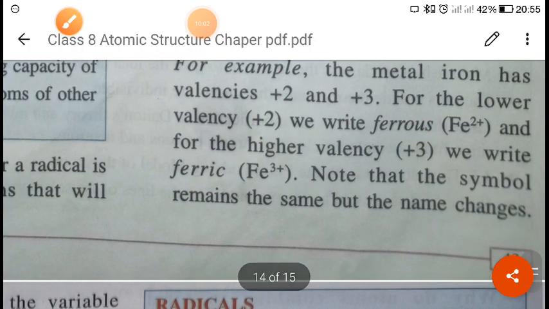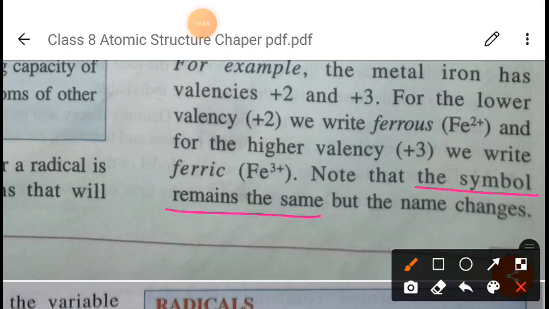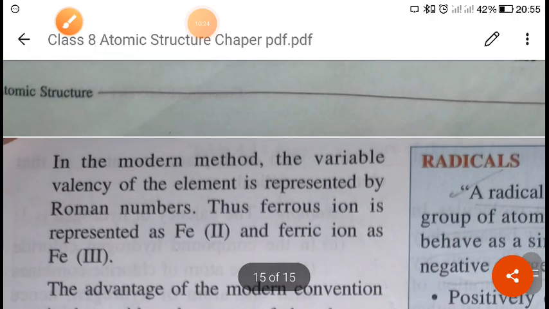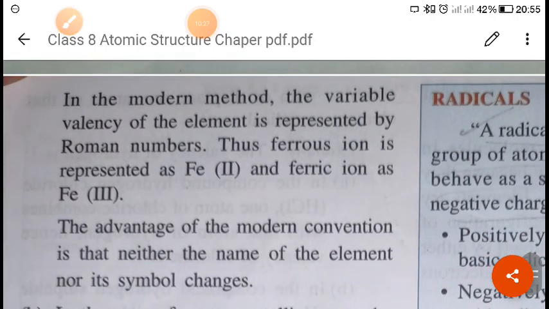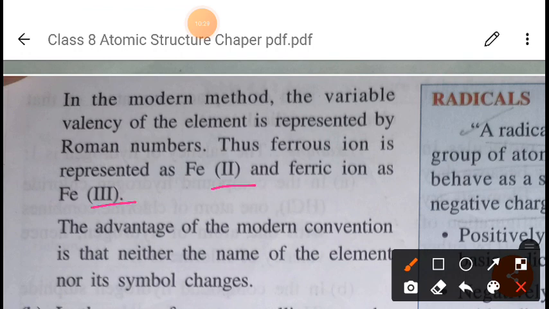Here always remember that the symbols remain the same but the name changes. If there is a lower valency we use ous, and if there is a higher valency we use ic. Ferrous has a valency of +2, and ferric has a valency of +3. Now next, in the modern method the variable valency of the element is represented by a Roman numeral. Thus the ferrous ion and the ferric ion are represented as shown.